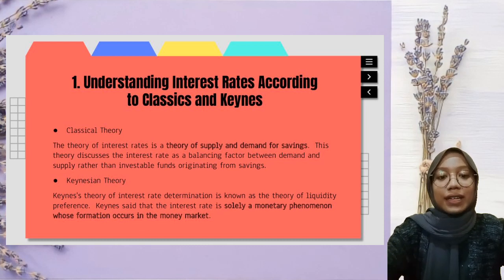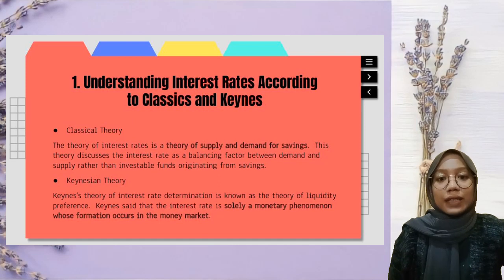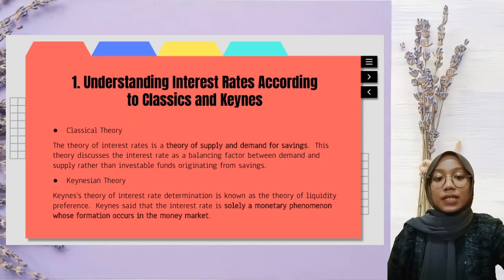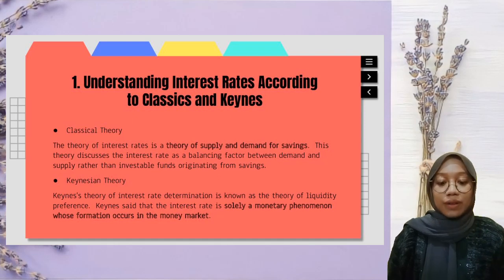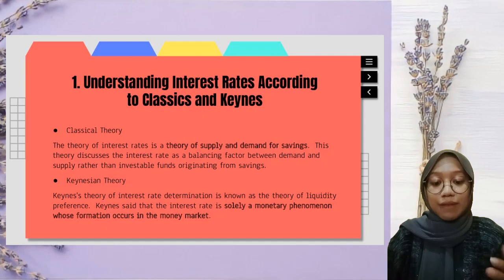First, understanding interest rate. According to Classic and Keynes, classical theory: the theory of interest of supply and demand for saving. This theory discussed the interest rate as a balancing factor between demand and supply of investable funds originating from saving.